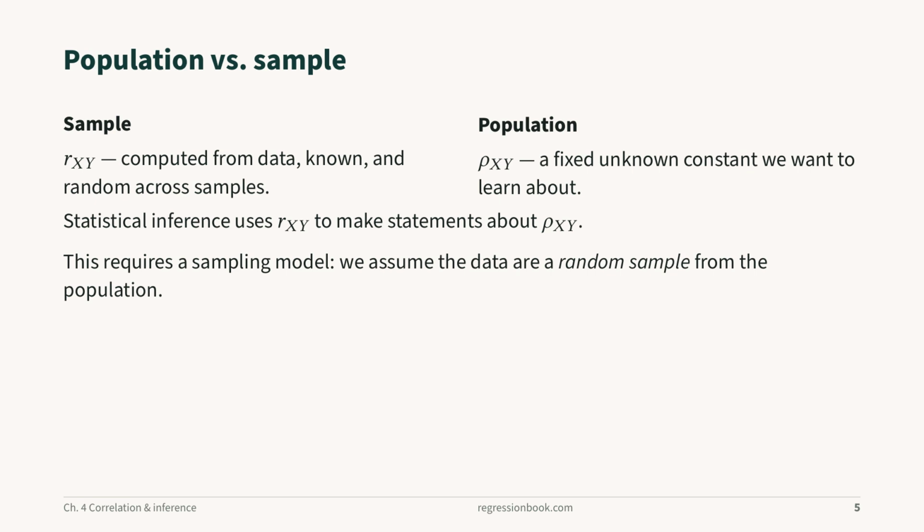Keep the 2 objects on this page firmly apart. The sample correlation is computed from data, known and random across samples. The population correlation is a fixed unknown constant we want to learn about. Statistical inference uses the first to make statements about the second, and it requires a sampling model. We assume the data are a random sample from the population.